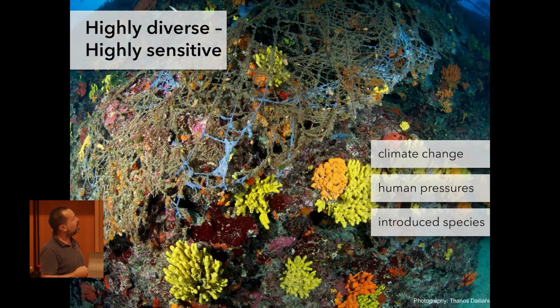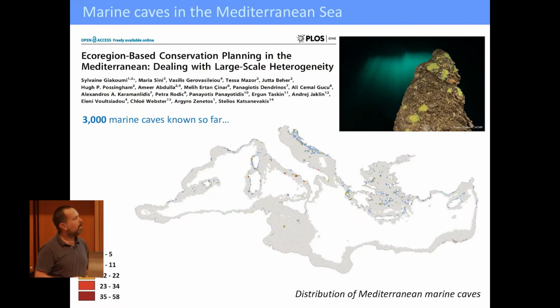So this habitat is very sensitive, and apart from the pressure from the fisheries, it's also sensitive to climate change, other human pressures, and of course, again, introduced species. And the last typical Mediterranean habitat that I would like to show you is the marine caves. So the northern coast of the Mediterranean, I don't know if you can see here the little blue dots, is full of caves. Up to now, there are 3,000 marine caves known, not necessarily explored.